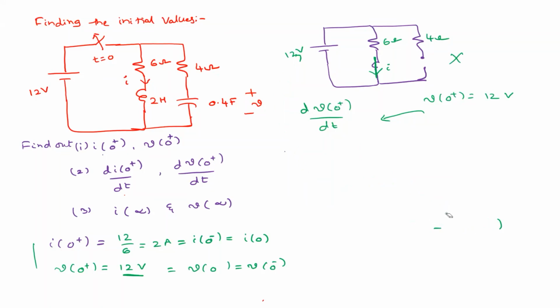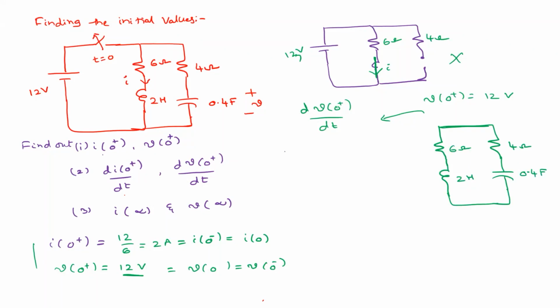So the circuit will be something like this. You have 12 volts on one side, and this switch is closed. So this is your circuit, right? Sir, at t equal to 0, the switch is open, sir. Okay, then this is not there. So you are left with this: 6 ohm, 4 ohm, 2 Henry, and 0.4 farad. All right.